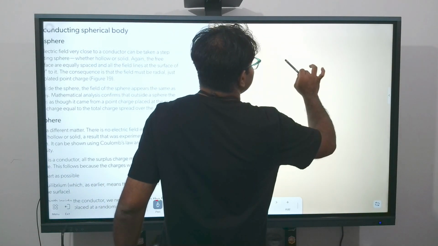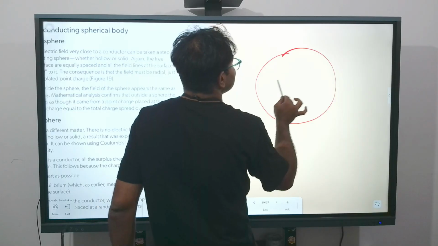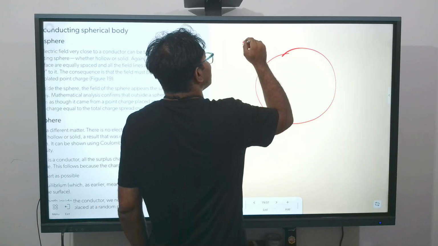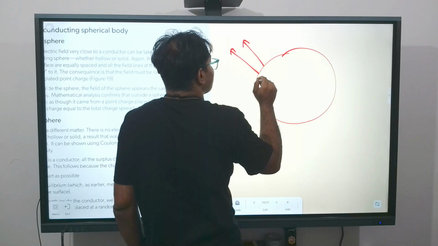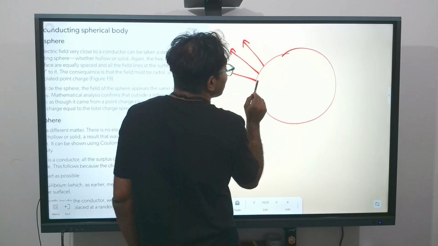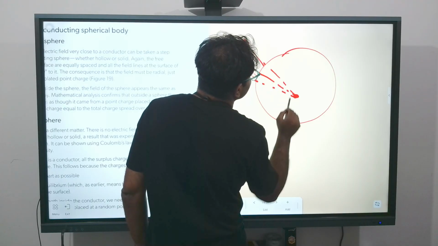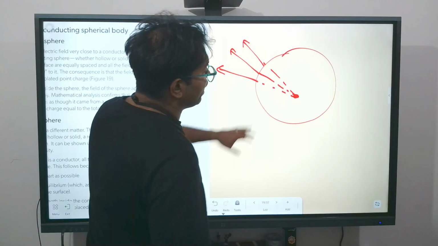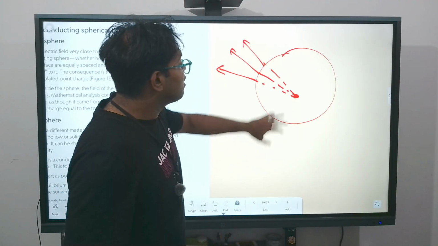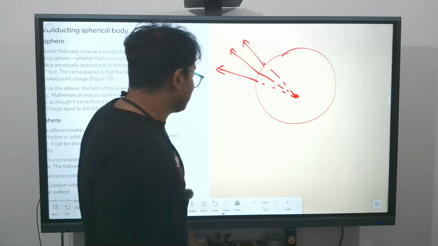So basically, if you have a sphere like this, since all the field lines are perpendicular to the surface, we can assume that all these field lines are originating from the center of the sphere. My drawing is a little bit crass, but at least you can see it.